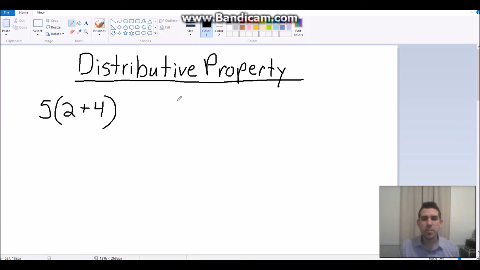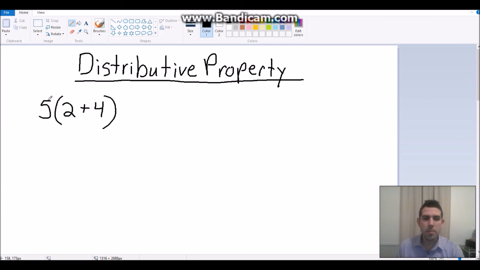Let's talk about distributive property. Distributive property is just a way for us to multiply when we have parentheses. So if we have a problem that has parentheses in it, we can actually get rid of the parentheses by using the distributive property. So let's see how it works.